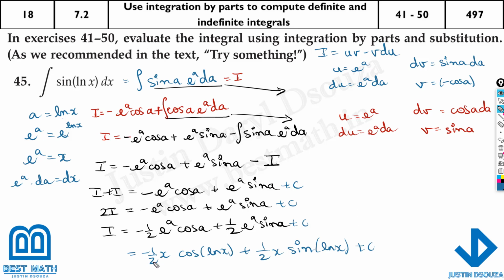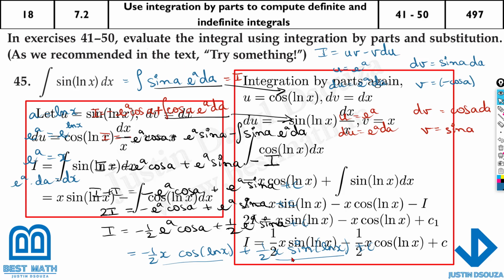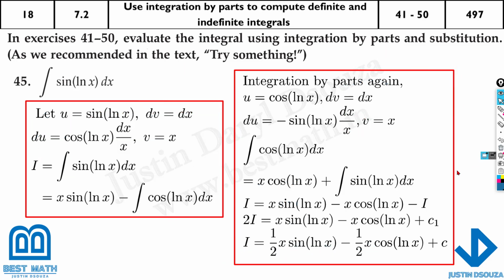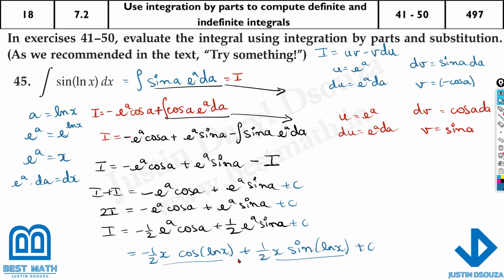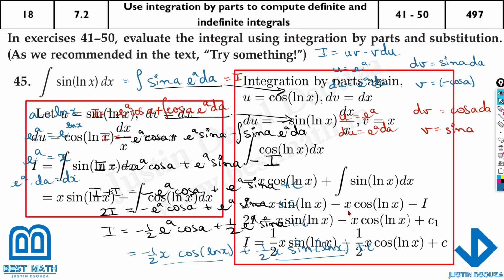So it is basically negative half x. Now you can write this minus half outside itself, it's fine, but these terms are very important, this term and this term. So this is how we solve it. Here we had to do the integration by parts twice, and then we got the answer. Now what they have done is they have written the negative part on the right side and the positive sine part first. It's absolutely fine. Let's go further.